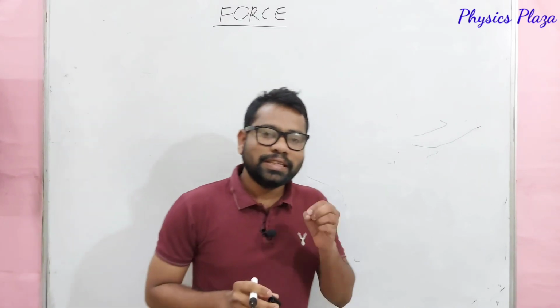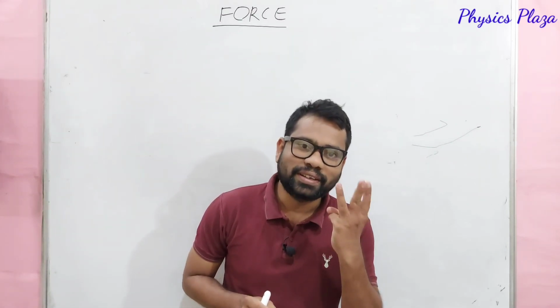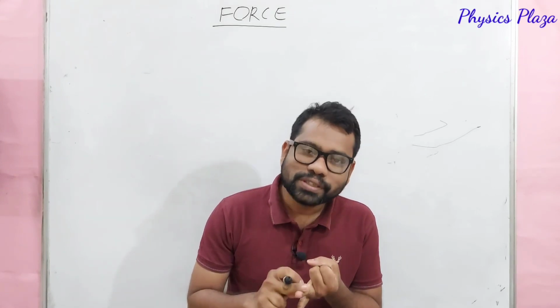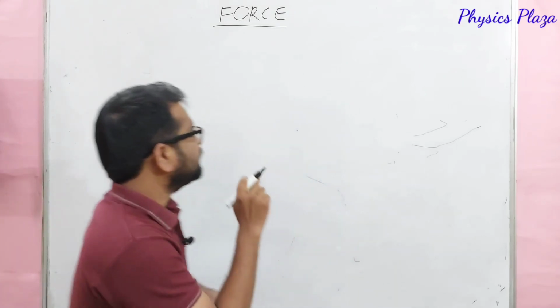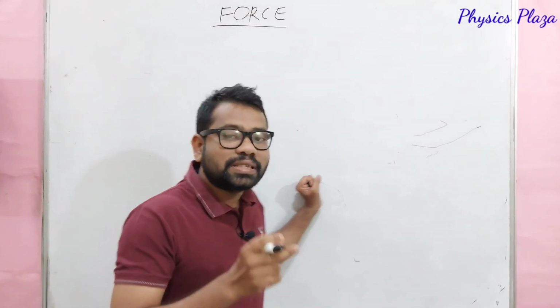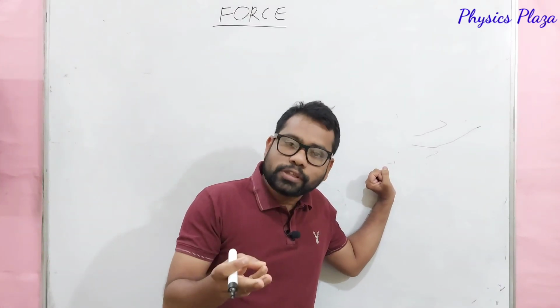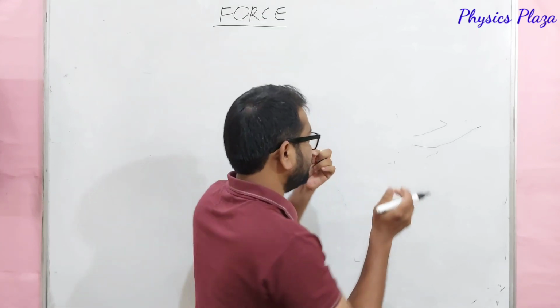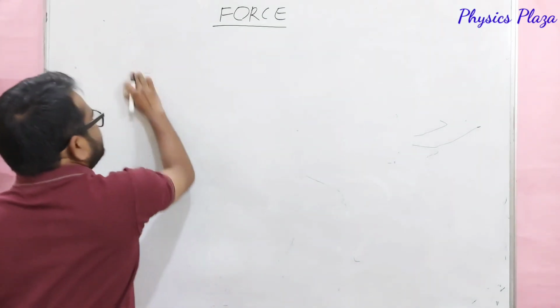Children, in this chapter we mainly need to talk about three quantities: one is force, another is moment of force, and the next is couple. The specialty of these three quantities, force, moment of force and couple, is that all three are vector quantities only. It's very important, so first write it down.